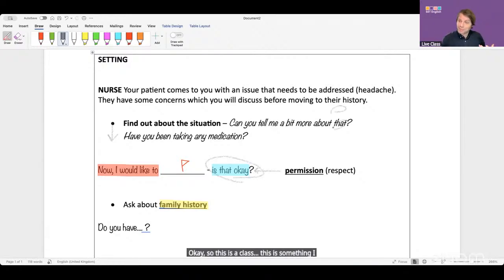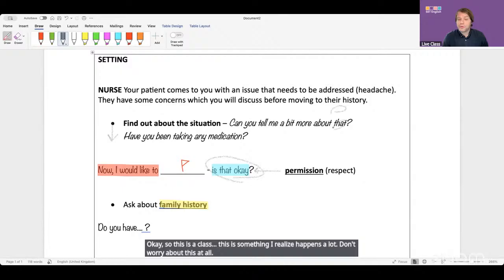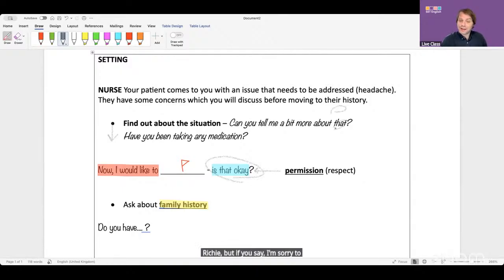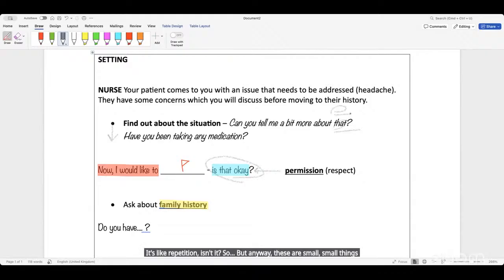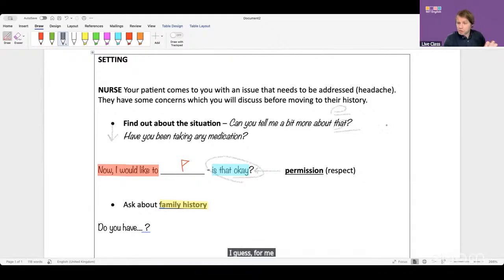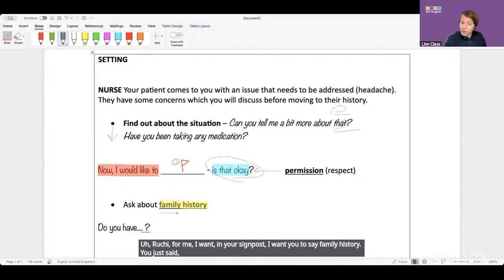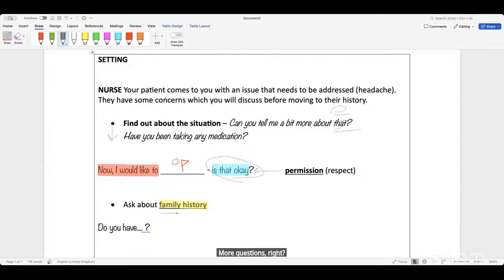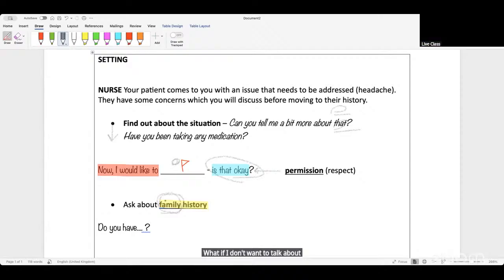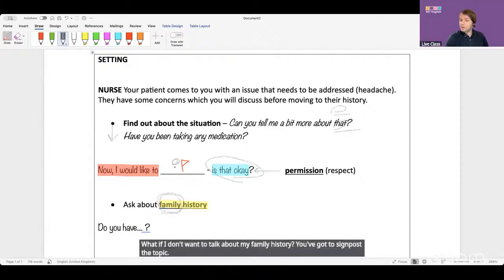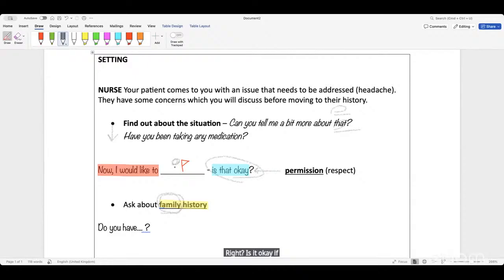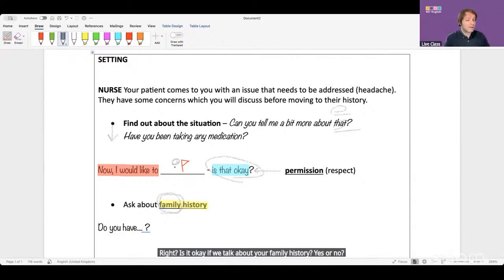Okay. So this is something I realize happens a lot. Don't worry about this at all, Ruchi. But if you say, "I'm sorry to hear that," then "tell me more about that," it's like repetition, isn't it? But anyway, these are small things. It's not a problem. I agree with that, Josu. Ruchi, for me, in your signpost, I want you to say family history. You just said more questions, right? What if I don't want to talk about my family history? You've got to signpost the topic, right? Is it okay if we talk about your family history? Yes or no, right? So that would have been better.